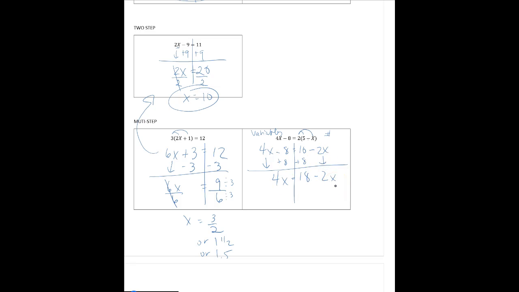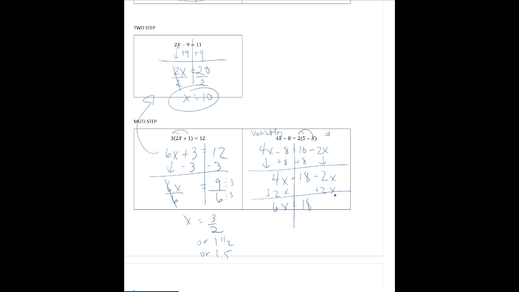Okay, now what do I do? I want all of my variables over here. So what that means is that this 2x is actually a problem because it's on the wrong side of the equation. If I want to bring a minus 2x to the other side of the equation, I need to do the opposite, which means I'm going to add that 2x to make it disappear over here, and it ends up bringing it to the other side of the equation. So 4x plus 2x is 6x. I bring down that 18. The minus 2x and the plus 2x cancel each other out.